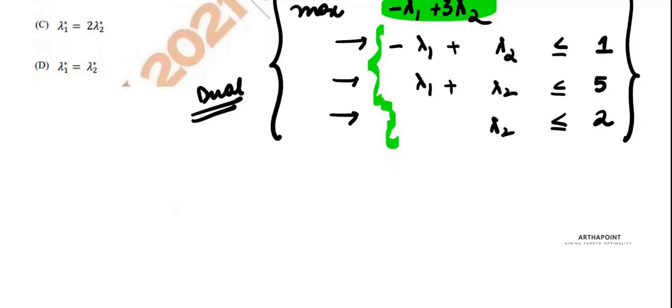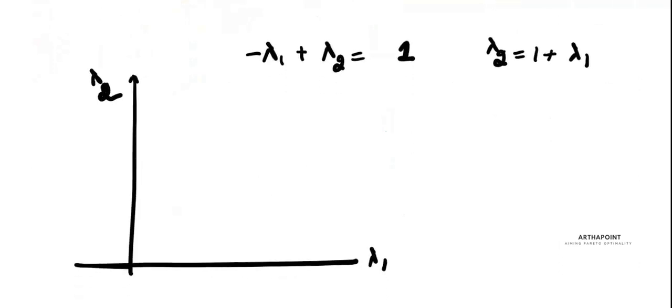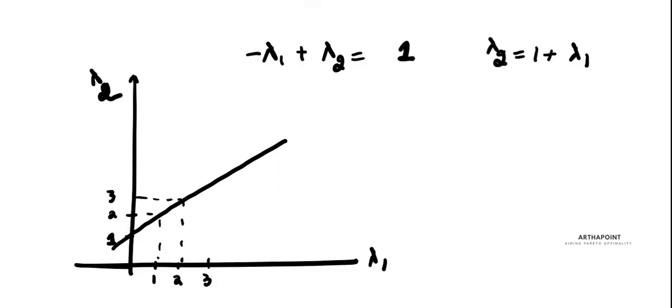When I plot the first line, it says minus lambda 1 plus lambda 2 is equal to 1. If I have to plot this, let's say I take lambda 1 here and lambda 2 here. Then lambda 2 is 1 plus lambda 1. So when lambda 1 is 0, lambda 2 is 1. When lambda 1 is 1, this becomes 2, and so on. So this is the equation that we are looking at. When this is 2, then this is 3, and then 4.